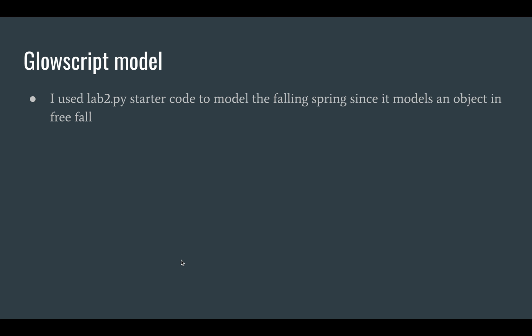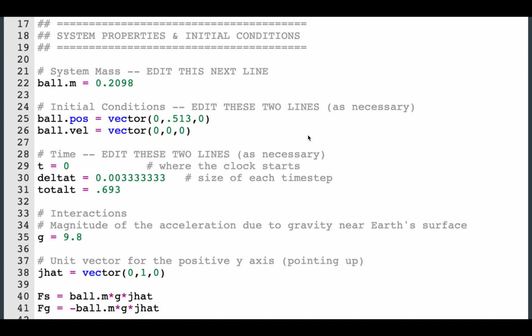Okay, so moving into my simulated model using GlowScript, I used the Lab 2 starter code to model the falling spring since it models an object in free fall. Alright, so onto my code for GlowScript, I inputted the mass of the slinky, which I am calling the ball. The bottom of the slinky was at 0.513 meters off the ground, and it had a 0 initial velocity.